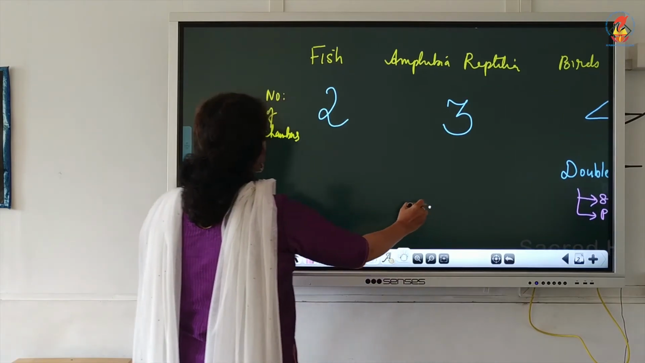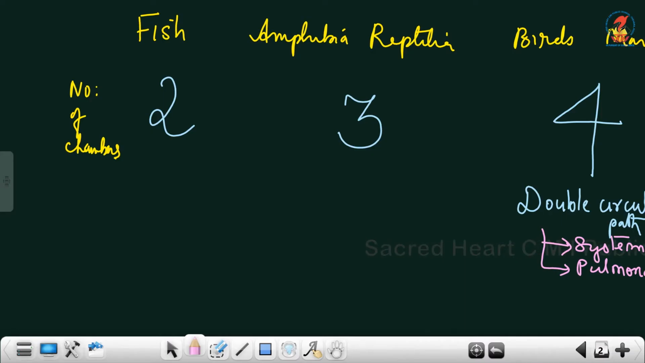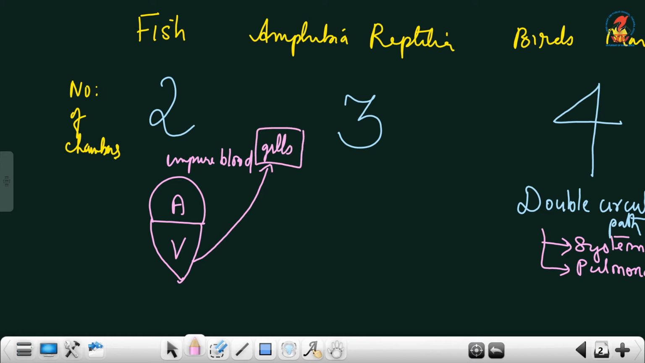Now, going to the simplest pathway, the pathway in fish, which has 2 chambers, namely atrium and ventricle. And remember, the heart of fish contains only deoxygenated or impure blood. Both the atrium and ventricle contain impure blood. Now the impure blood from the ventricle goes to the gills. The purpose is purification.